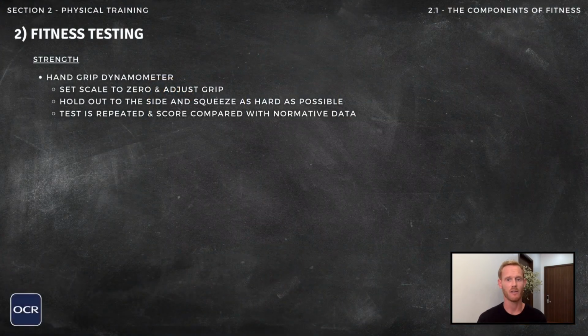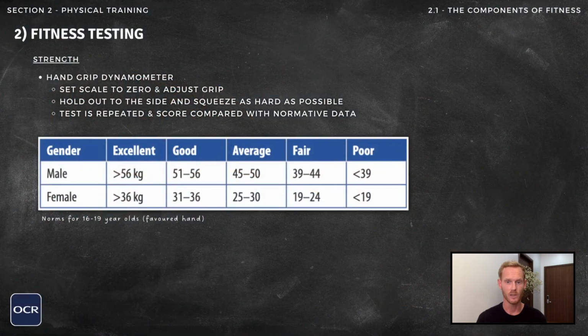For strength, there are two more tests to know, the hand grip dynamometer and 1 repetition max test. The hand grip dynamometer must be set to 0 and adjusted to fit the participant's hand. The subject stands upright, holding the dynamometer out to the side and pulls as hard as possible without moving the arm. The test should be repeated with sufficient time to rest between attempts and the average score compared with normative data.